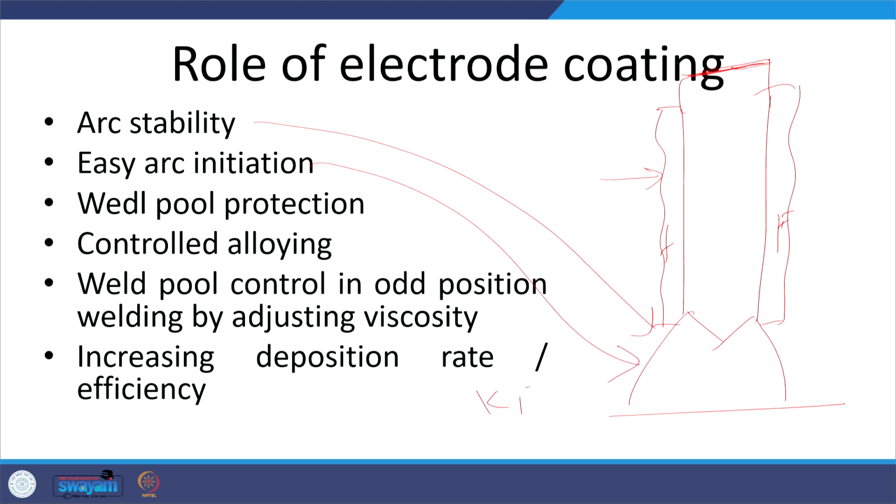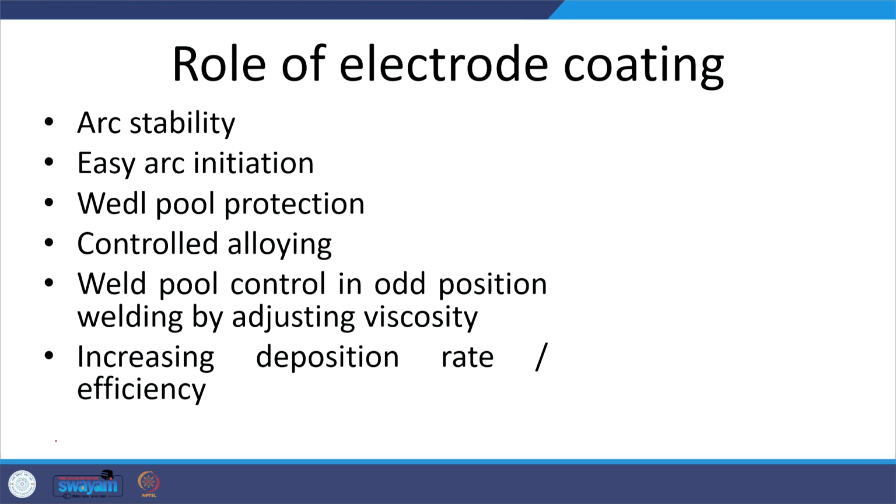For easy arc initiation, low ionization potential elements like sodium and potassium are added in the flux, so that the arc is initiated easily during the welding, and good protection to the weld pool. Okay. So, the flux will be decomposing thermally, providing the cover of inactive gases all around the weld pool. So, weld pool protection is crucial for developing a quality weld. So, the electrode coating must be designed in such a way that it provides reasonably good protection to the weld metal for producing the quality weld.